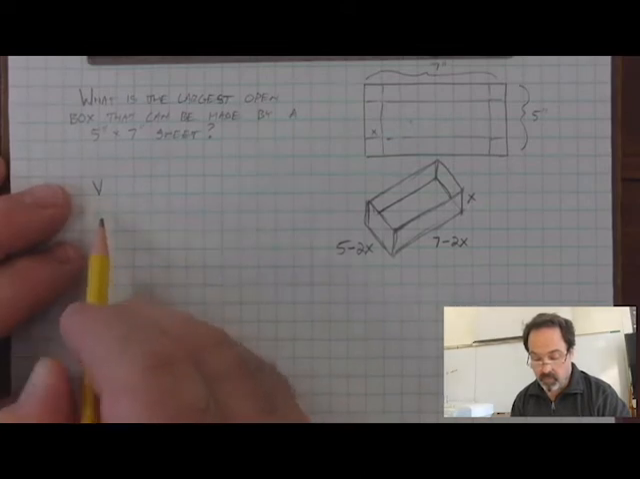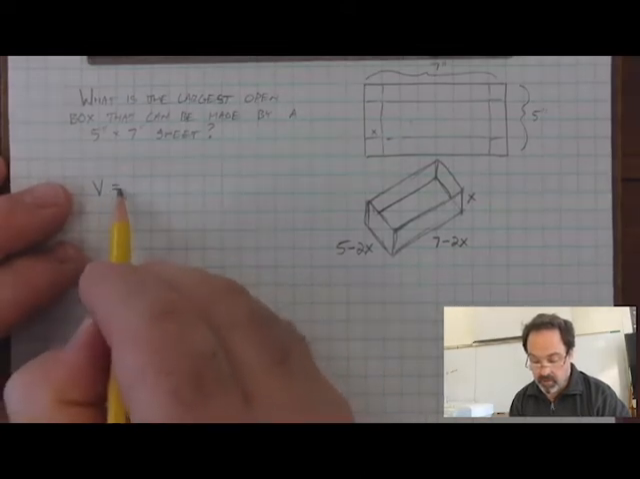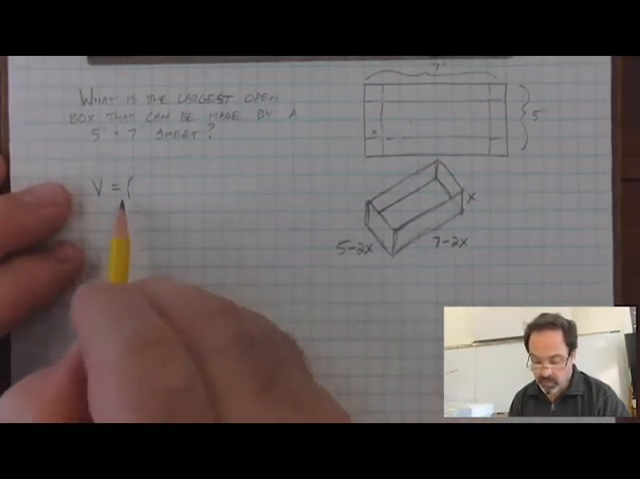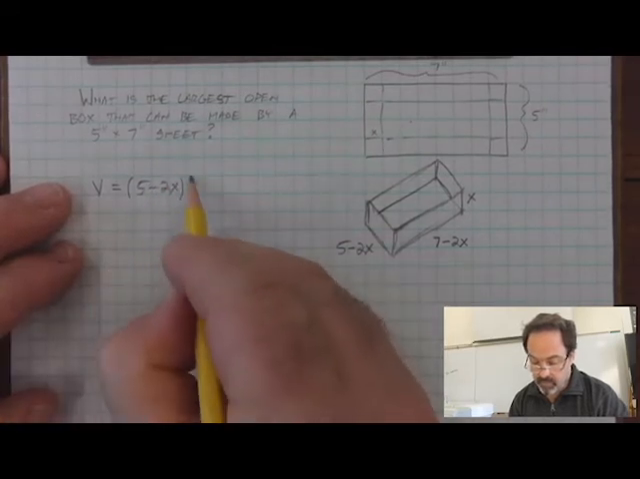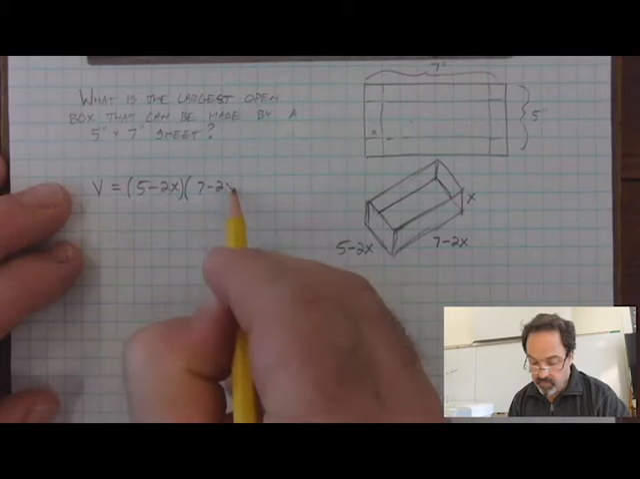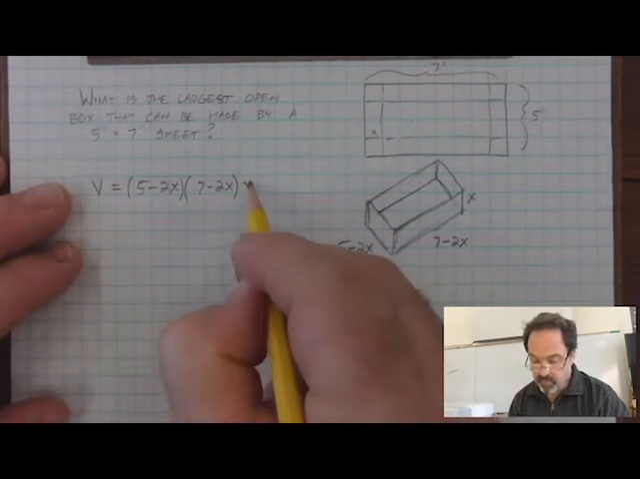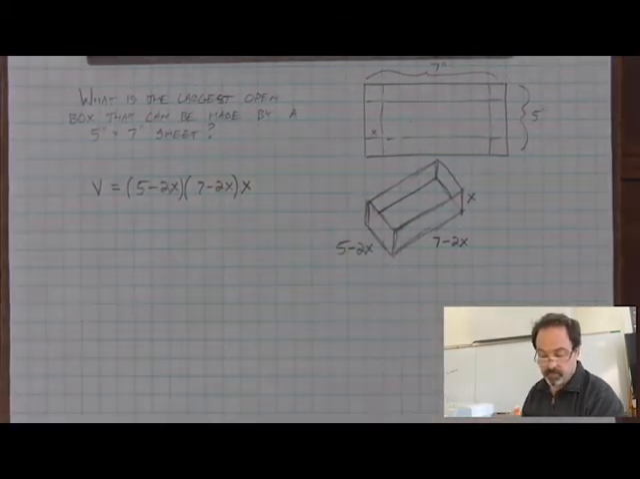I've got the 3 dimensions of my box, and if I wanted to make the maximum volume, then I could start with the volume equation. The volume of this box will be 5 minus 2x times 7 minus 2x times the 3rd dimension, x.